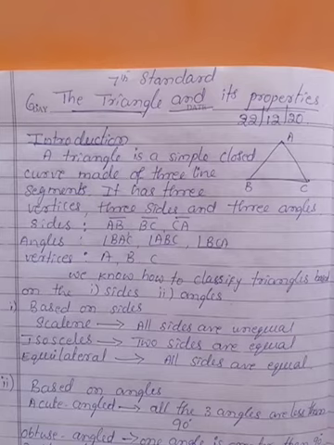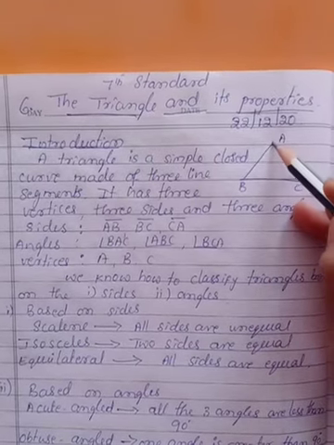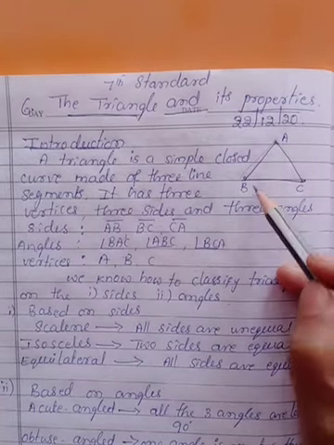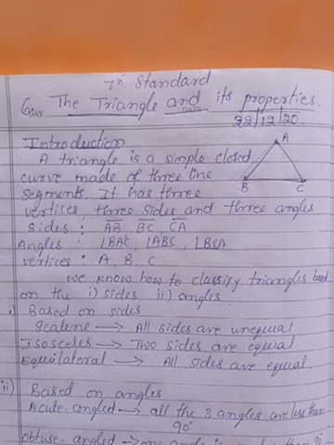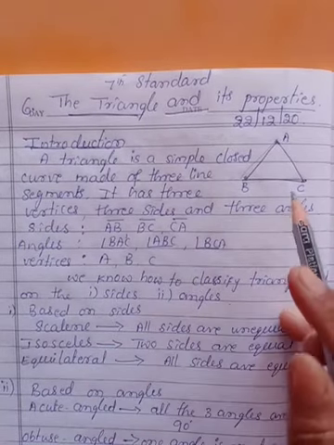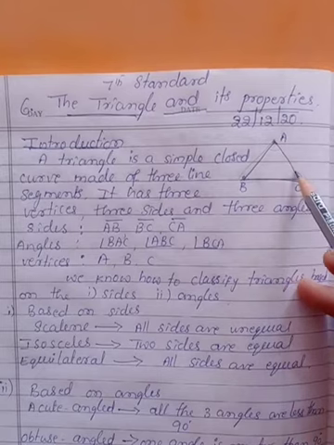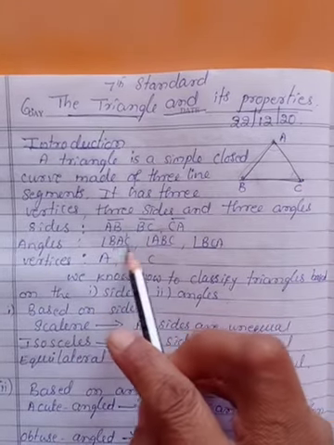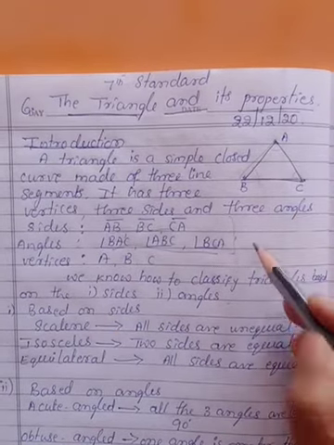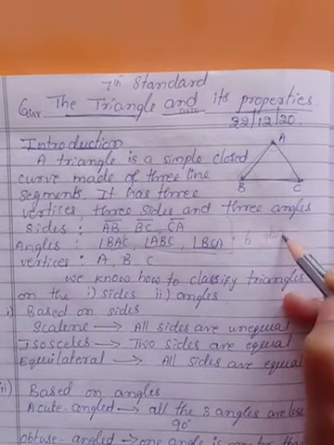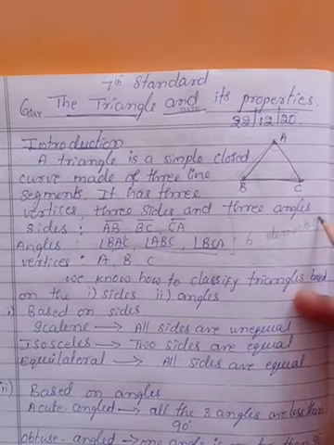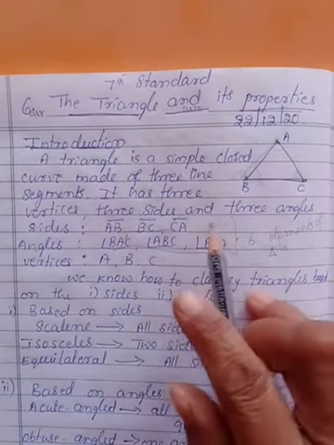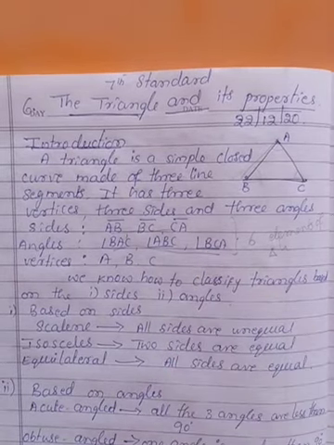Okay, so if you observe the triangle, it will have three vertices. Here A, B, C are the vertices. Three sides AB, BC and CA, and three angles, angle A, angle B, angle C. So all these, that is three sides and three angles, these six are called elements of a triangle. Vertices are not considered, only angles and sides are considered.